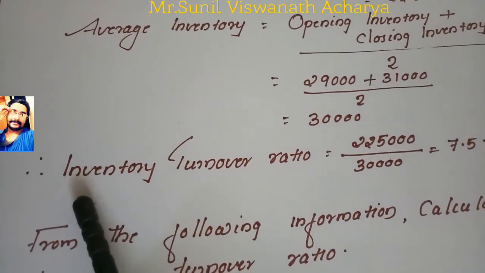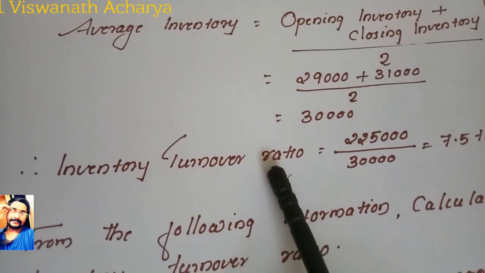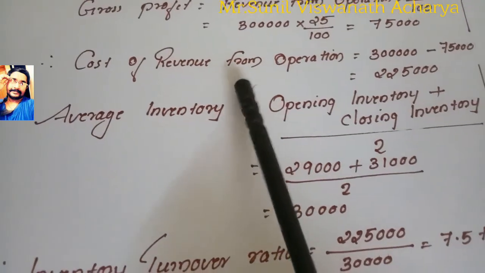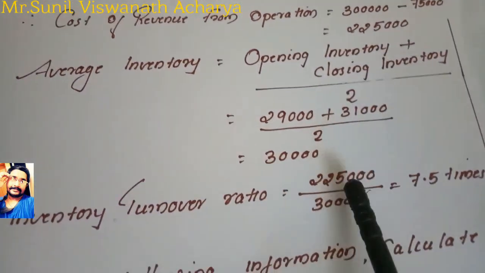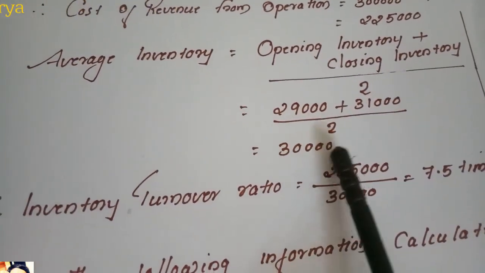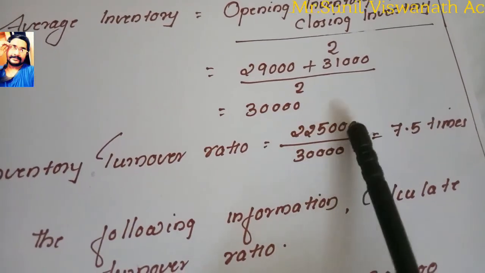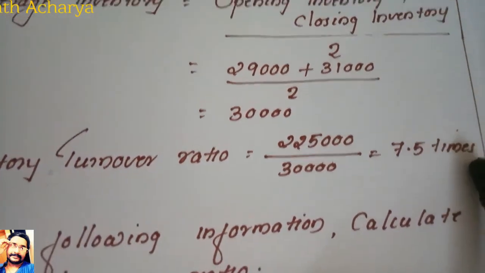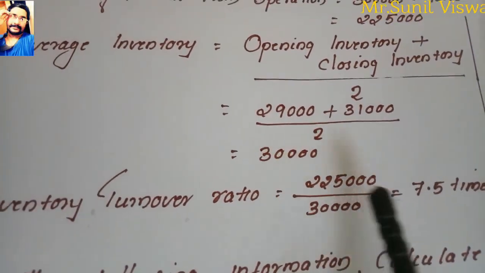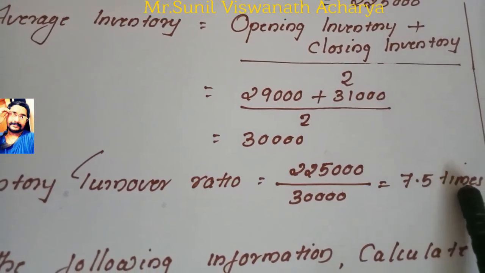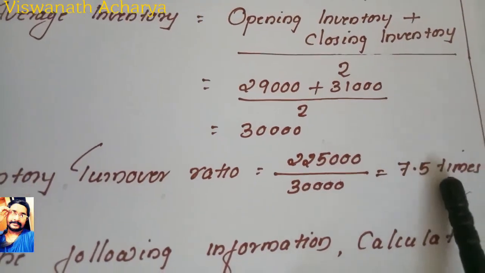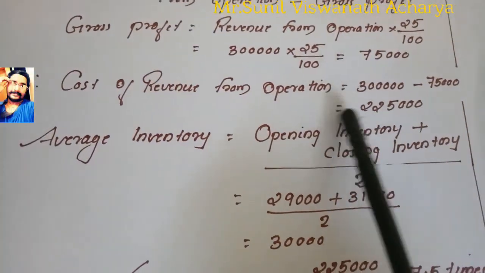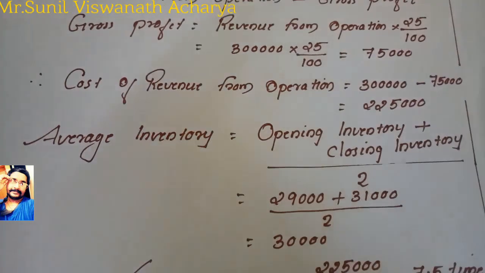Now we can combine this into the equation. Inventory turnover ratio is equal to cost of revenue from operations divided by average inventory. Cost of revenue from operations calculated is 2,25,000. Average inventory calculated is 30,000. So 2,25,000 divided by 30,000 is equal to 7.5 times. So we represent the turnover ratio in times. In any question where opening inventory is not given, closing inventory will be the average.